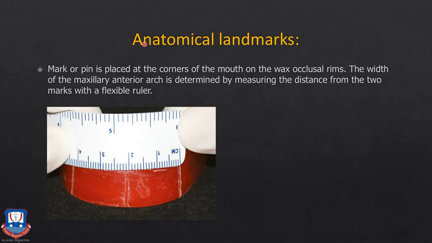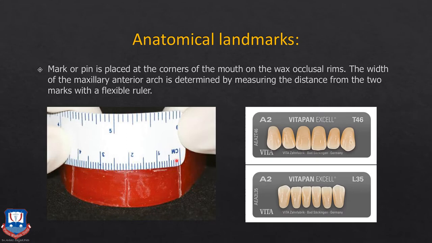So next is by the use of anatomical landmarks. You have already done the jaw relationship. Markings are placed on the corners of the mouth, that is commissures of the mouth, in the wax occlusal rim, extending vertically parallel to each other. Then this distance is measured using a flexible ruler, and this measurement will be a guide for selection of the size or the width of the anterior tooth mold.